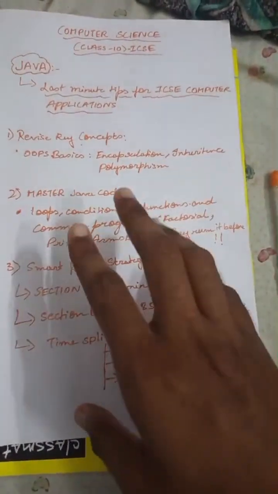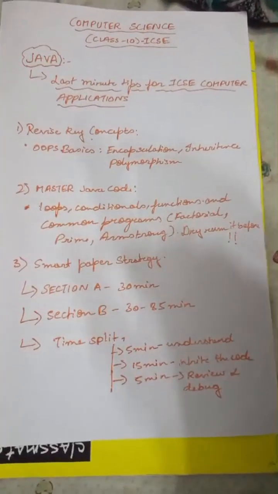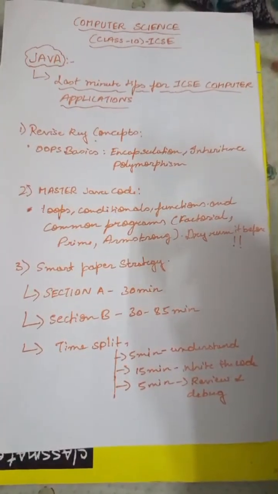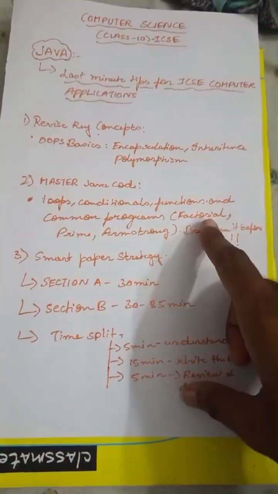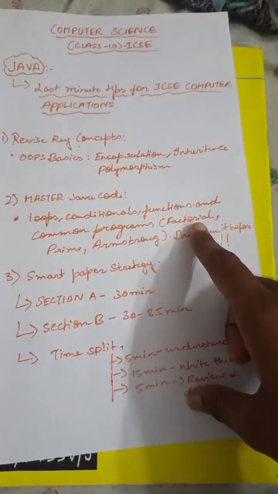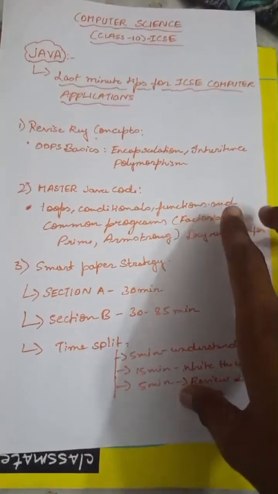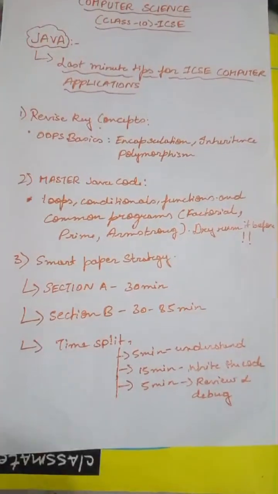This means that you should know the knowledge of loops, conditions, and functions and their syntax. Else, you will be having problems in writing the code. So, practice the common programs, number programs such as factorials, prime, Armstrong, and please dry run them before. So, the smart paper strategy comes in.